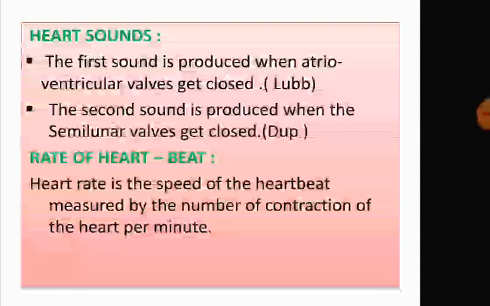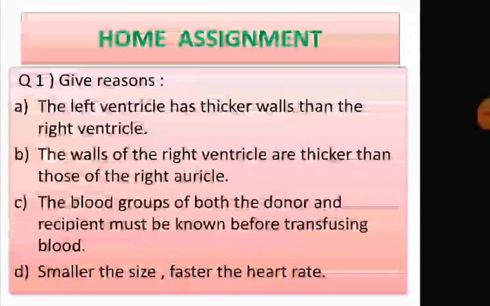Rate of heartbeat. Heart rate is the speed of the heartbeat and is measured by the number of contractions of the heart per minute. It varies from individual to individual. Some variations in heartbeats per minute: in an adult man it is 64 to 72 beats per minute, whereas in an adult woman it is 72 to 80 per minute.